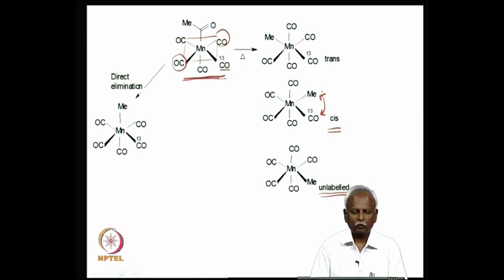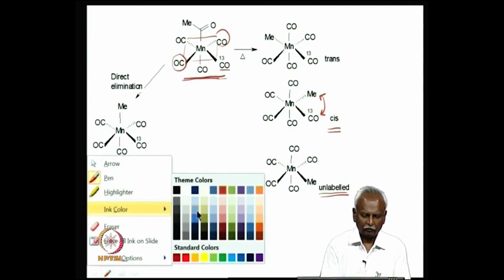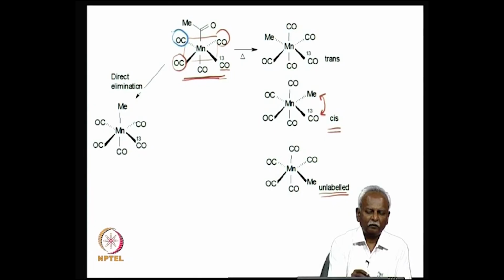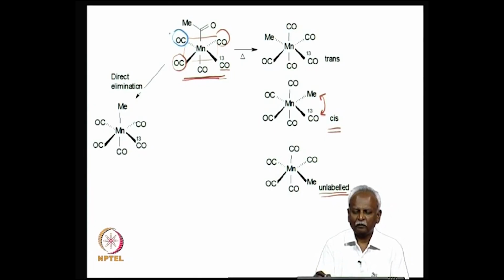Now, it is also possible that this carbon monoxide, which we will mark with a different color, leaves, and if this carbon monoxide leaves, then you would get a trans isomer. I am identifying this as a trans isomer because the labeled carbon monoxide and the methyl group are trans related. Similarly, the methyl group and the 13C are cis related here. So, depending on which carbon monoxide you lose in this reaction, you will end up with one of these 3 isomers. If the labeled carbon monoxide leaves, you get the unlabeled isomer.